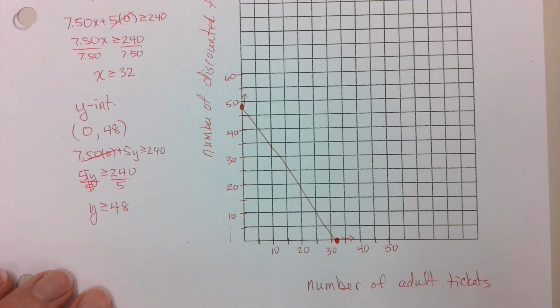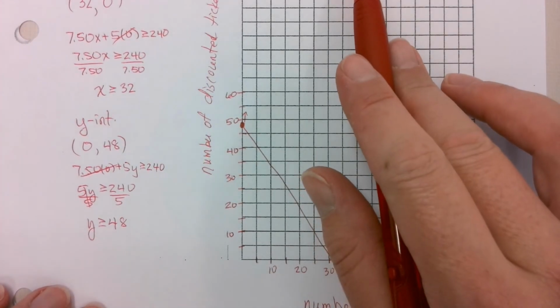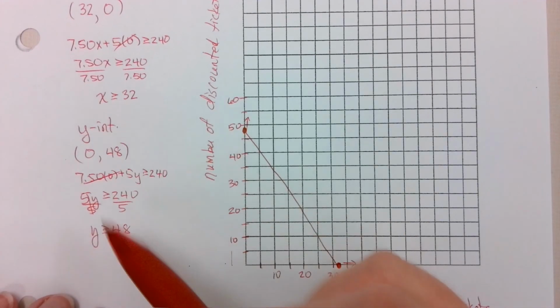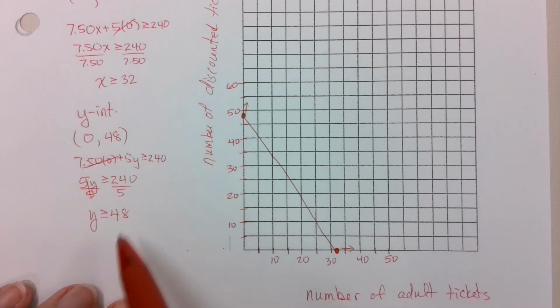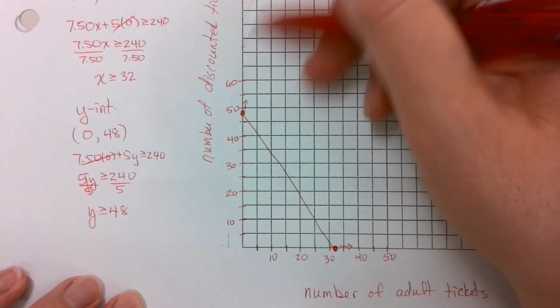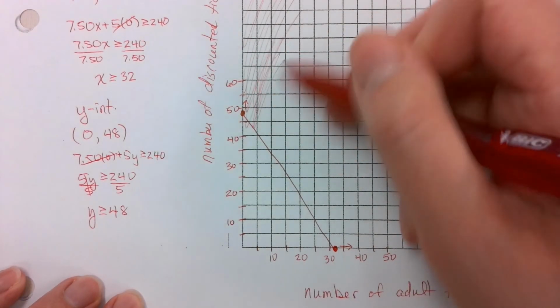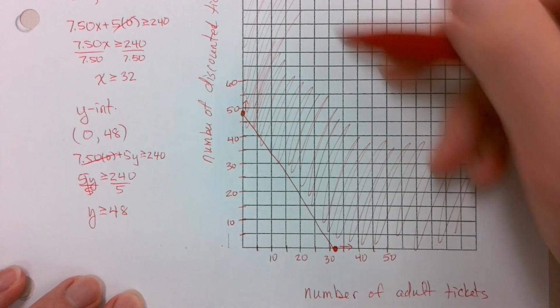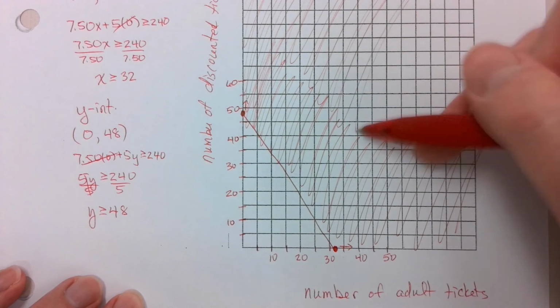Now that I have that, I drew a solid line because it could be 240 or more. And so both of these are greater than or equal to, 32 and 48. And so I would be shading everything above here. So what is the meaning of this? Got a lot of graph to shade in here.